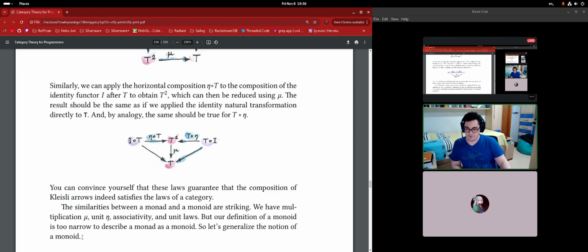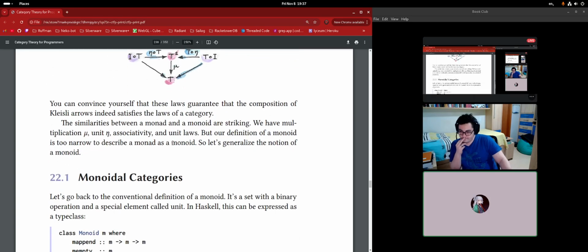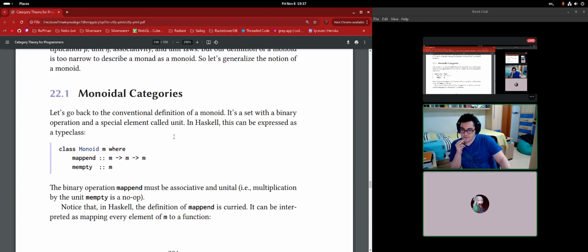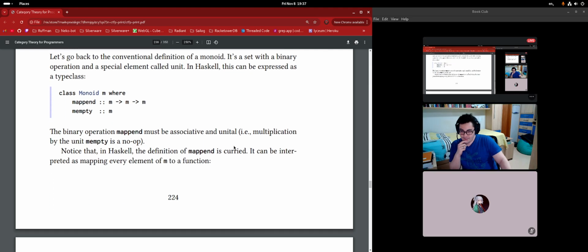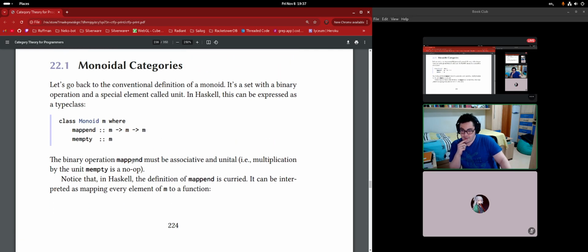Let's generalize the notion of the monoid. Do you think we can try more, or should we go further? Let's go further because it will become clearer as we go. Okay, I think so. So let's go back to the conventional definition. So this is the conventional definition. The binary operation append must be associative and unital. Multiplication by the unit mempty is a no-op.